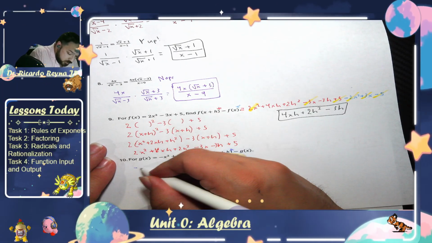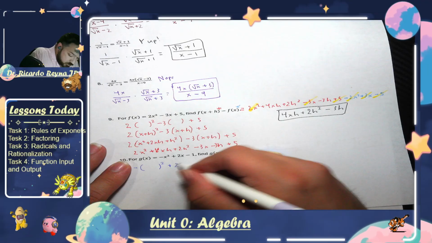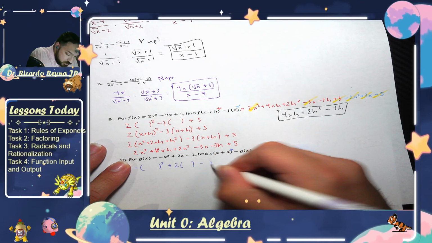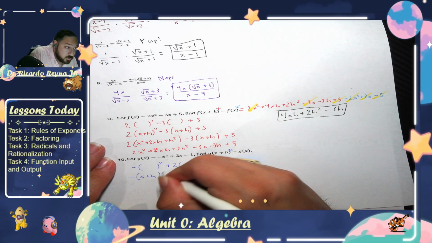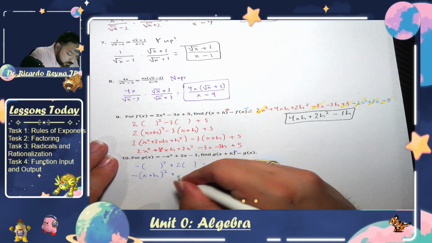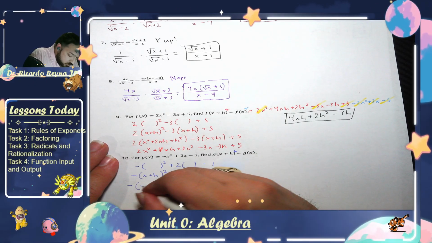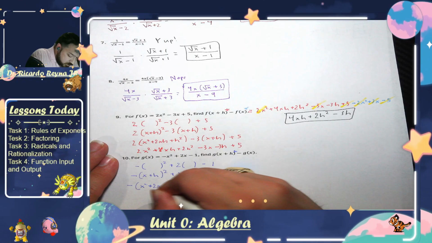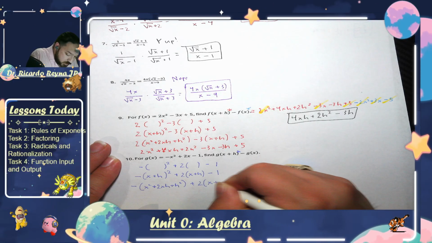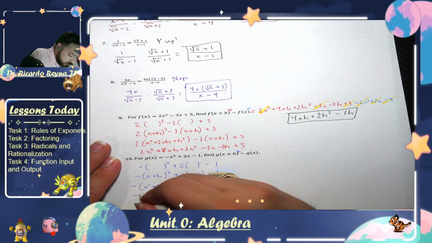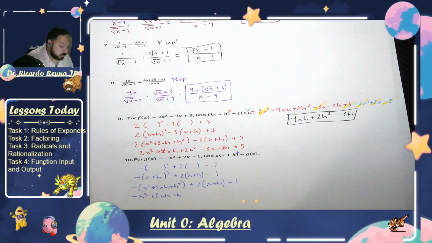Remember, everywhere we see an x, we put a blank. So negative blank squared plus 2 blank minus 1. And then the next step is we replace everything with x plus h. So negative x plus h squared plus 2 times x plus h minus 1. First, do the power: x squared plus 2xh plus h squared, plus 2 times x plus h minus 1, and then distribute. So negative x squared plus 2xh plus h, or, ooh, I'm going way too fast.